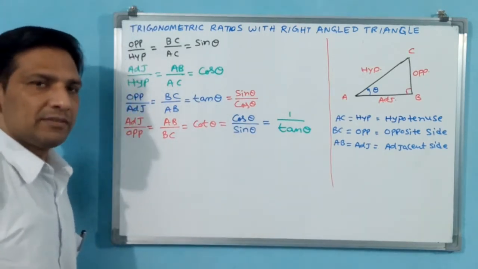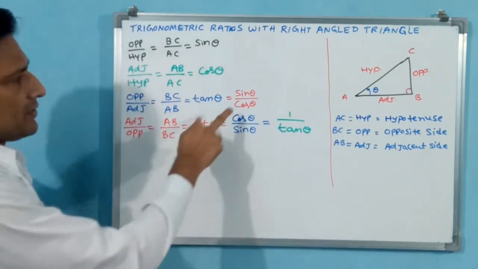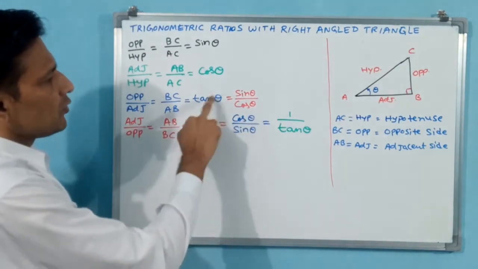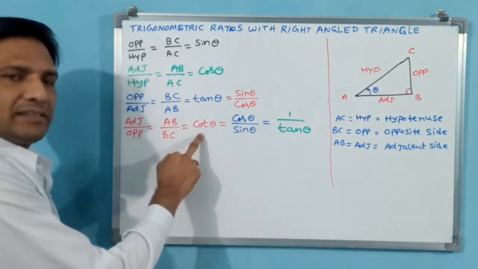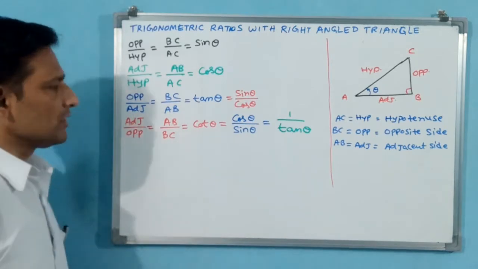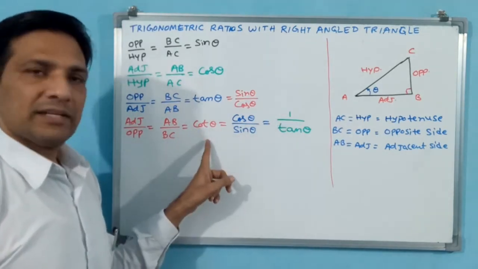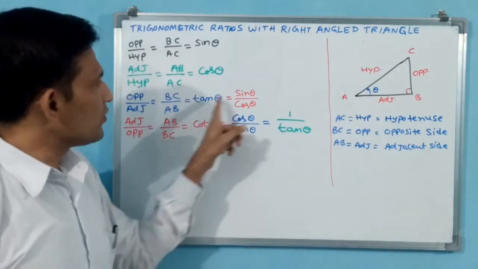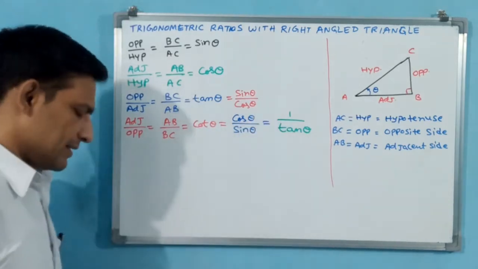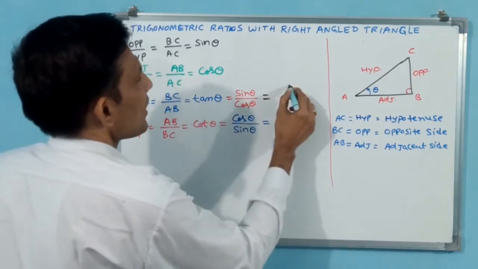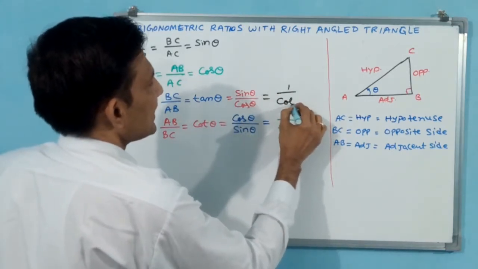You understand now? See, sin theta by cos theta is tan theta, so cos theta by sin theta is 1 by tan theta. That is cot theta. Now when we have reversed tan theta to get 1 by tan theta, we can do the same here. Then tan theta is equal to 1 by cot theta.